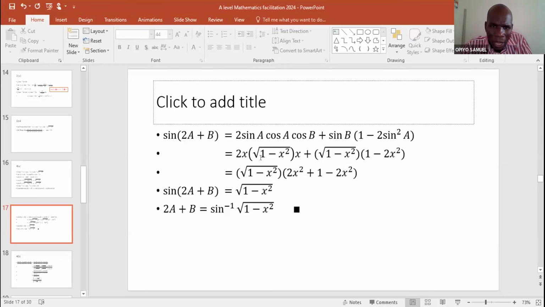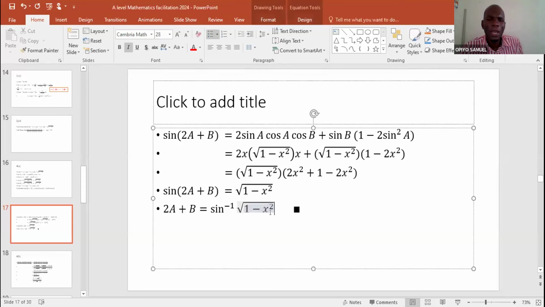And when we substitute, there is a common factor of square root of 1 minus x squared. When we put it outside, then we simplify what remains inside the brackets. We shall get to this point. Then when you take sine inverse, you get 2A plus B equals sine inverse of square root of 1 minus x squared. So that is for part 1 of the proof. If there's any concern, you can ask.